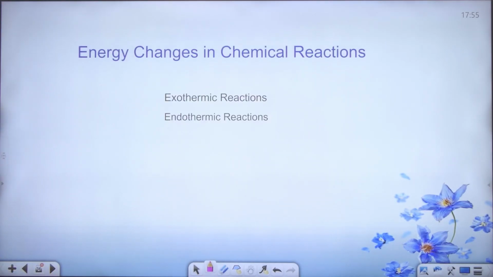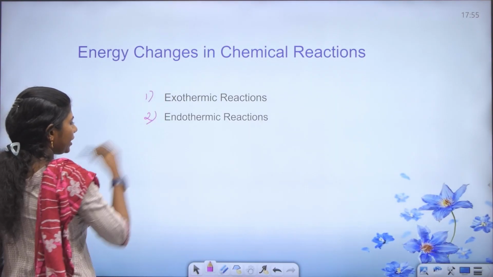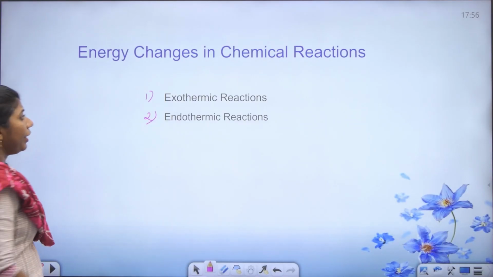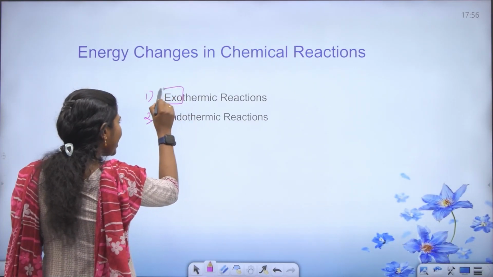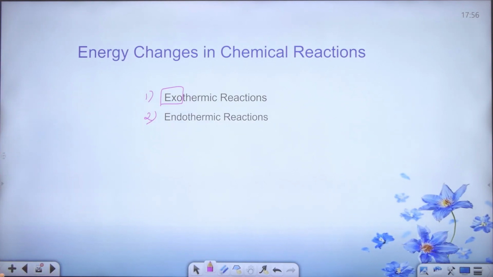Then the next topic, energy change in chemical reactions. There are two types: exothermic reaction and endothermic reaction. Exo means exit, to liberate. That means it liberates energy. If a reaction carried out in a certain condition liberates a certain amount of energy, that reaction is called an exothermic reaction.